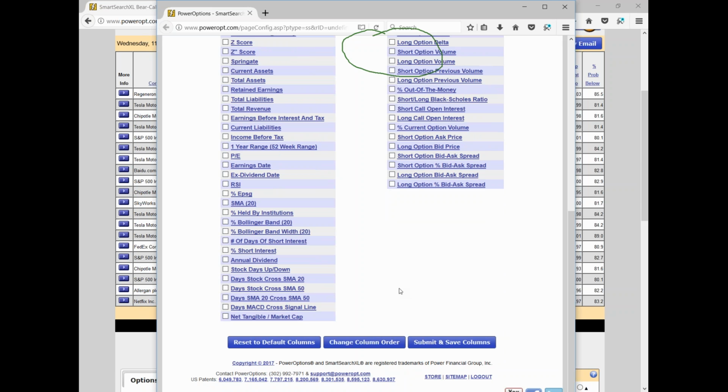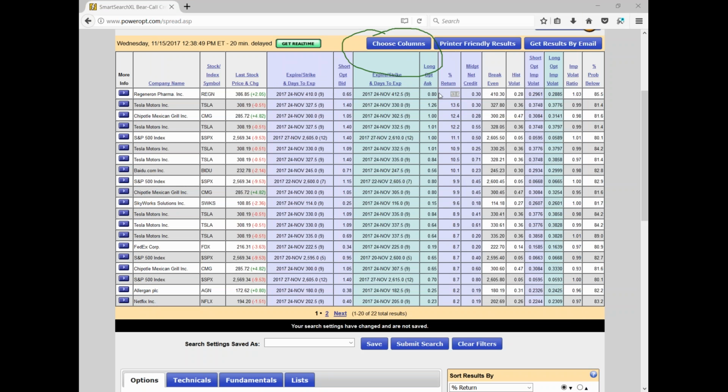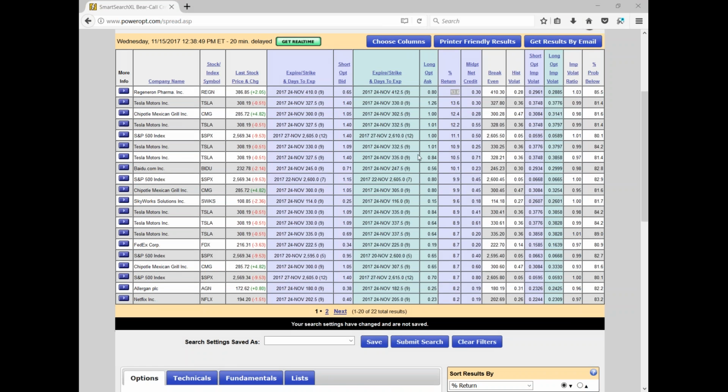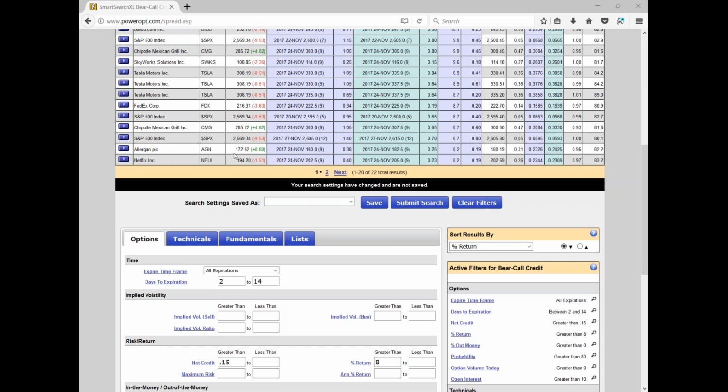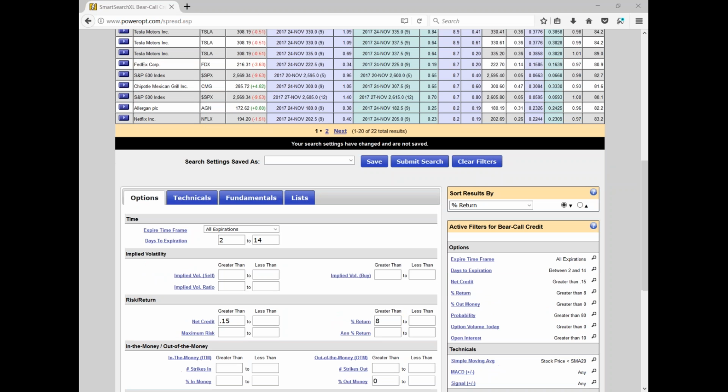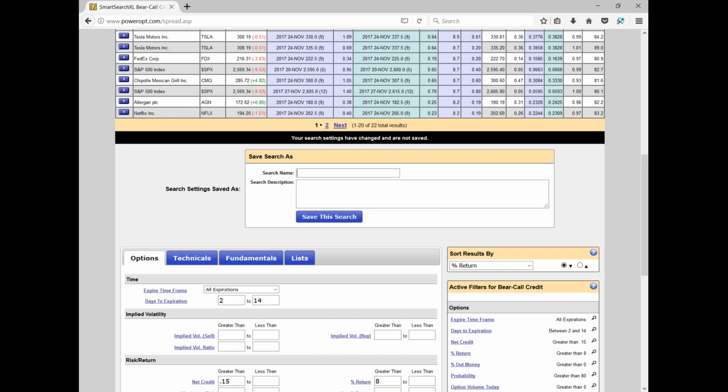What are the most important factors to you in your spread search, your long call search, whatever strategy you're using, so you can immediately see the important facts and narrow it down even further for your research and analysis. Another feature on the search tool is that once you've created your search and you've got what you want, simply save your search.